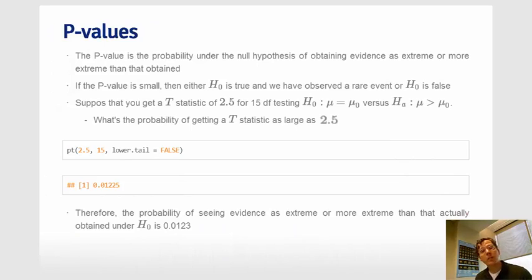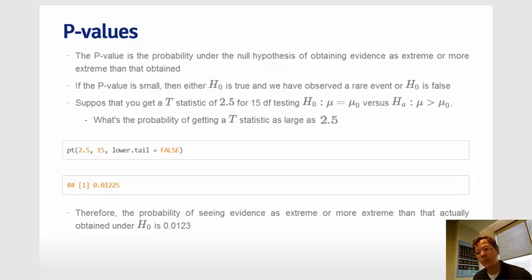Okay, let's go over p-values with a little bit more formality. The p-value is the probability under the null hypothesis of obtaining evidence as or more extreme than was actually obtained. Usually we're talking about evidence here in terms of the test statistic. So it's the probability of obtaining a test statistic as or more extreme in favor of the alternative than was actually obtained. So if your p-value is small, then either the null hypothesis is true and you've observed something that is highly supportive of the alternative that was quite unlikely, or the null hypothesis is false.